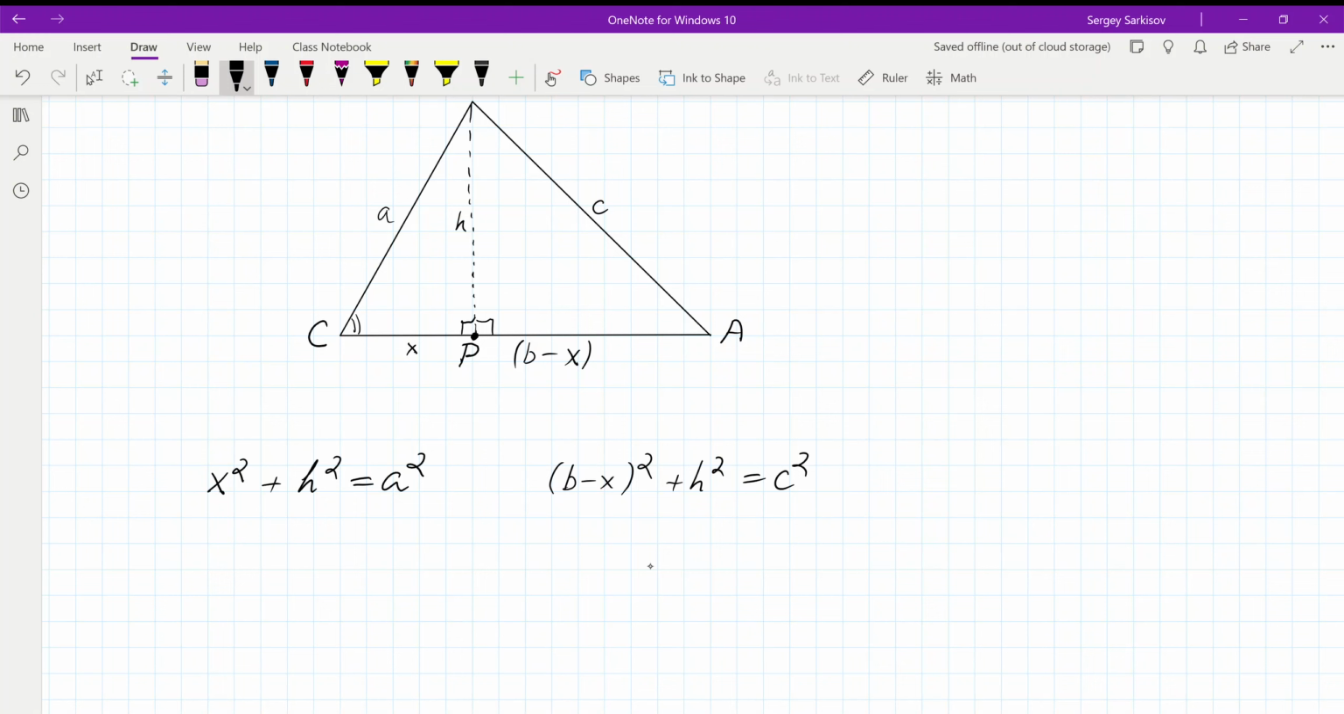You can subtract both equations. You can substitute, whatever you like. Let's substitute, make it easier for ourselves to see. So look, h squared is equal to what? a squared minus x squared here. And over there, it's equal to what? c squared minus the b minus x squared, right, everyone?